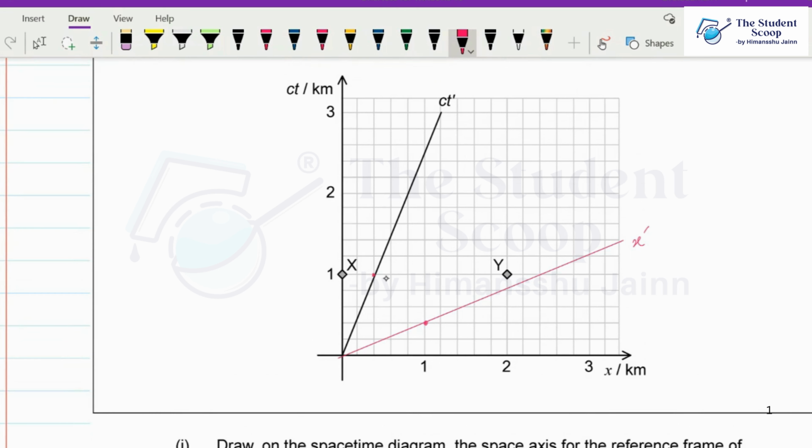See, events are simultaneous in space. That's why they are on the horizontal line. They are simultaneous, but they are not simultaneous in the ct dash frame or the moving frame. So how do we find the time coordinate corresponding to this? We usually draw a line parallel to the space axis. So if I draw a line parallel to space axis and see where it meets the time axis, and I will draw another line.